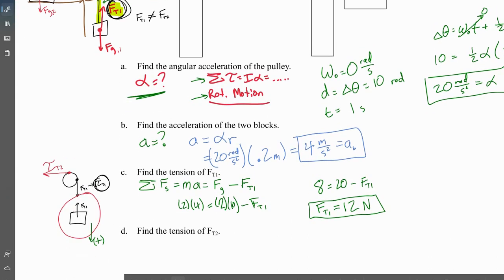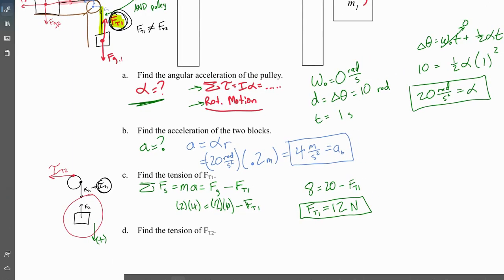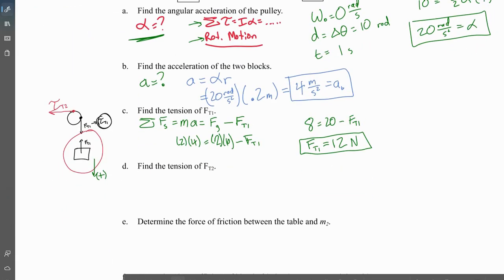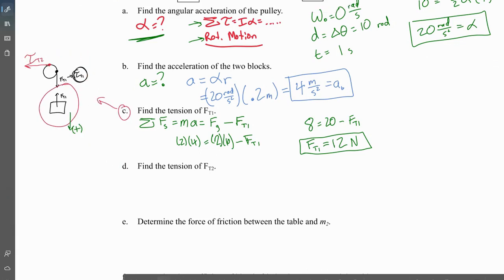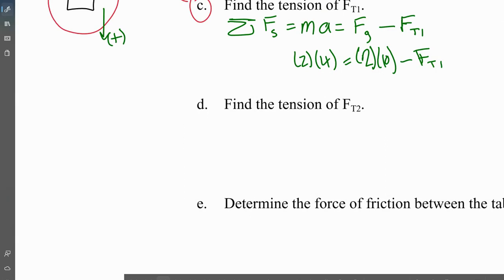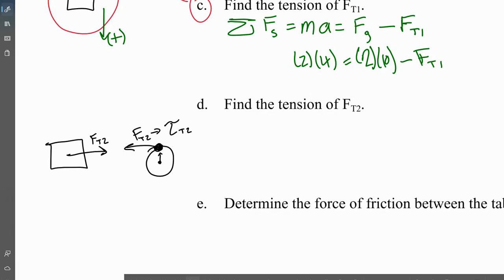Okay. Our next part D, says find the tension of FT2. Find the tension of FT2. I'm going to take this diagram and move it out of the way just a little bit. I'd say for part C, look at there. Tension for FT2, well, look at all the places where FT2 applies. It happens on the pulley, right? FT2 creates this torque from tension 2 because it's off center. The other place this happens is on the block. FT2 helps pull the block forward.